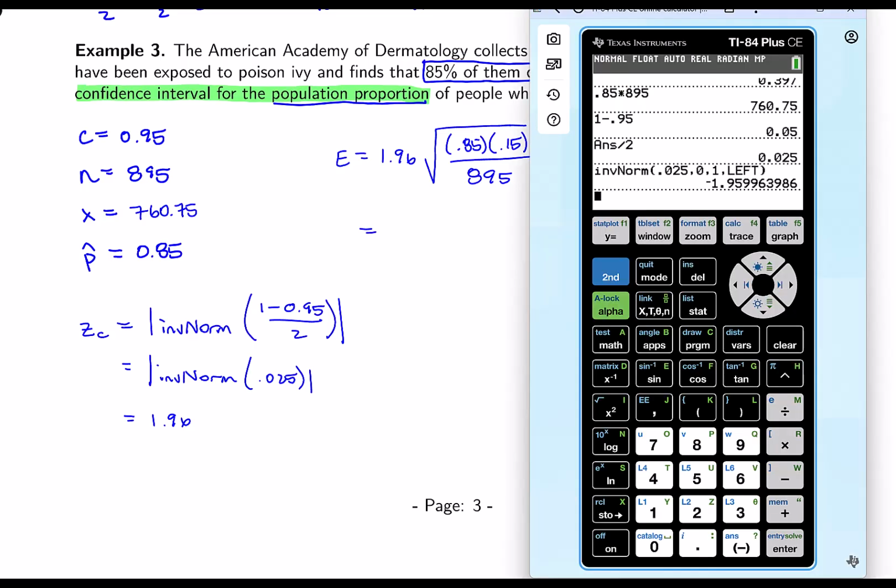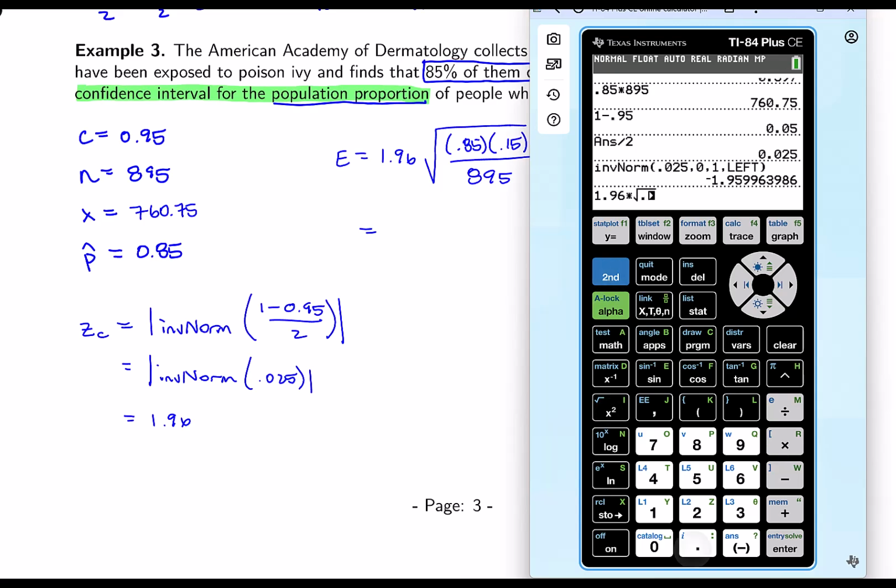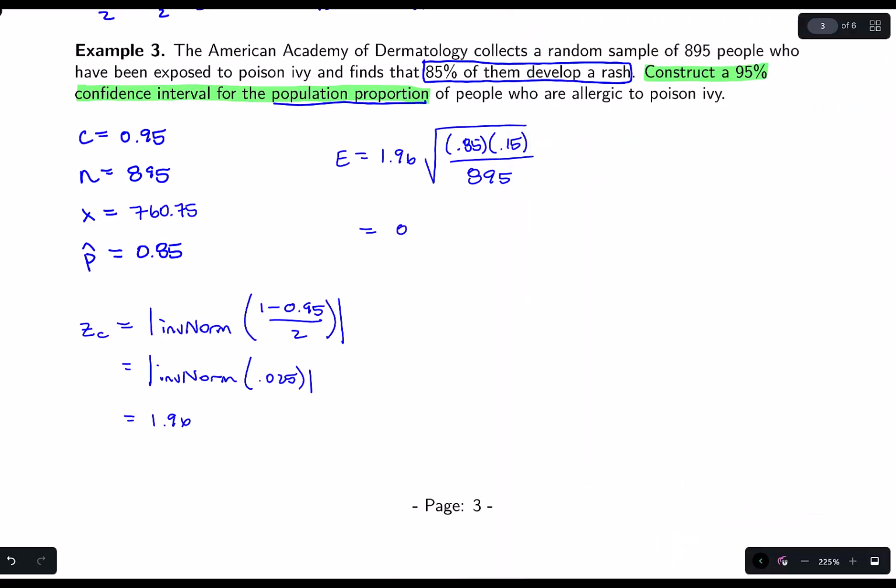And so, let's see here. 1.96 times the square root of 0.85 times 0.15 divided by 895. So that's 0.023. Okay, and then once we have our margin of error, we can then come up with our confidence interval.